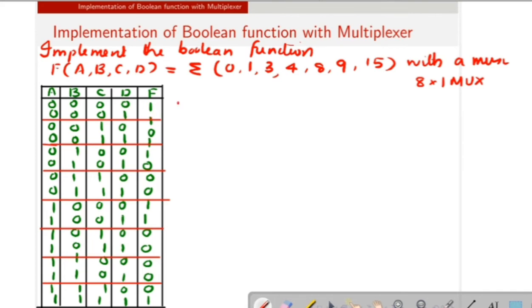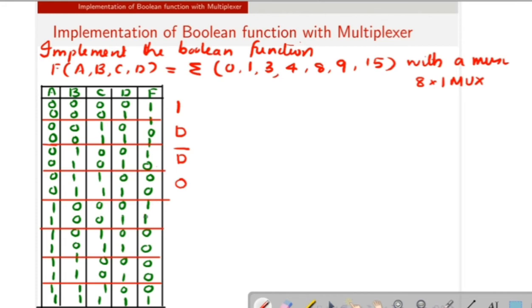F is always 1. Then for selection line equal to 0, 0, 1, input is 0, output is 0. Input is 1, output is 1. So output depends upon D. Then for 0, 1, 0, input is 0, output is 1. Input is 1, output is 0. That means D complement. Then for 0, 1, 1, output does not depend on D.